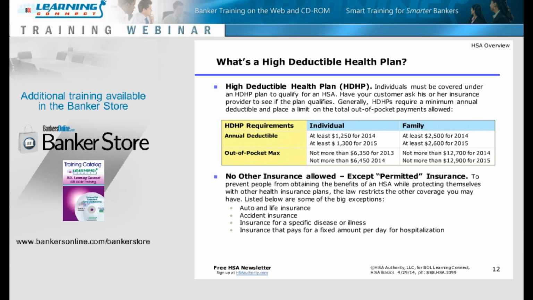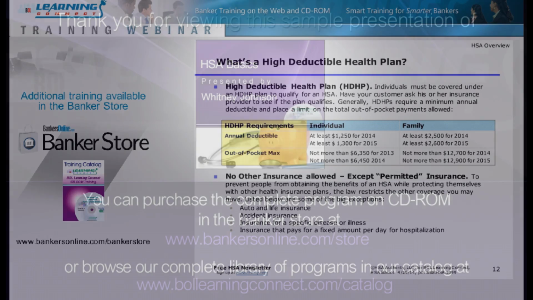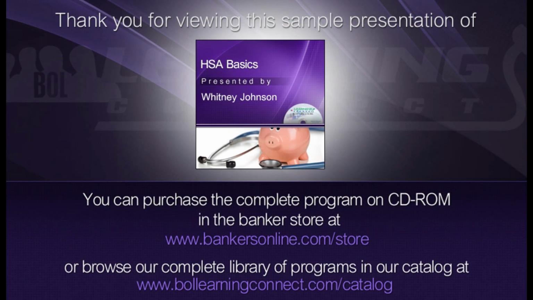I said I'd swing back around to what is a high-deductible health plan, and you're going to get this question a lot in different forms. They don't usually ask it this way, but a customer will ask, am I eligible for an HSA, or what do I need to be eligible for an HSA, or is my insurance plan eligible for an HSA? And the quick answer is, in order to have an HSA-eligible plan, you have to have a high-deductible health plan. This chart shows the limits. So for 2014, you have to have at least a $1,250 deductible if you're self-only, and you have to have at least a $2,500 deductible for family. That's not that high anymore.